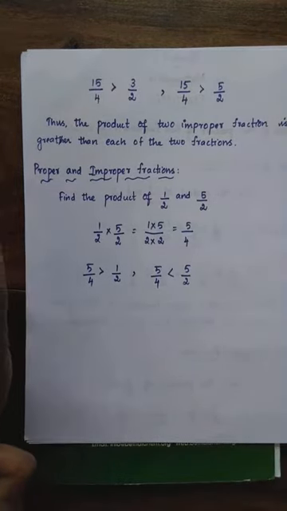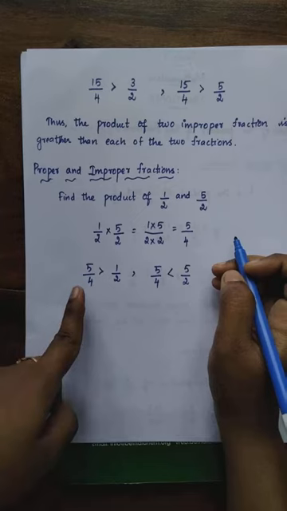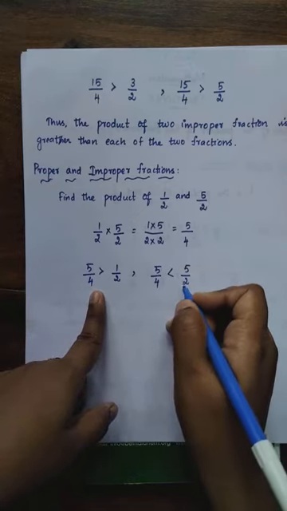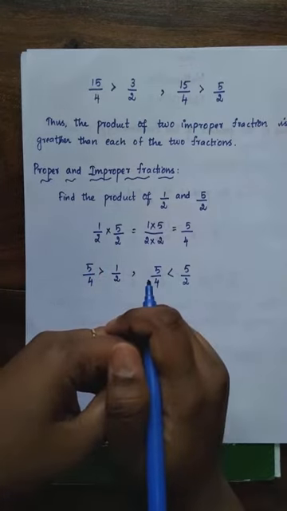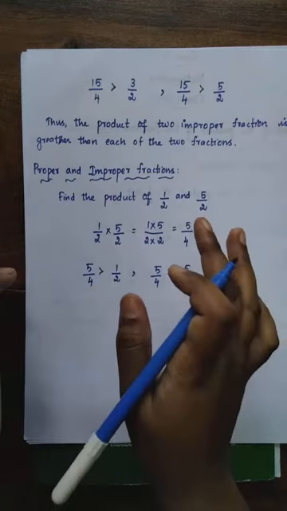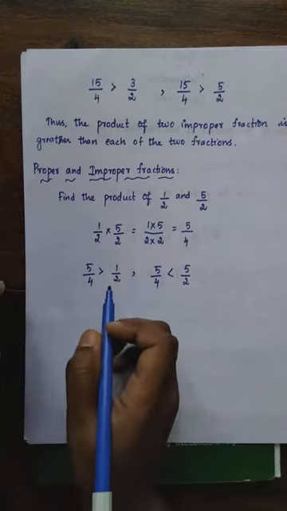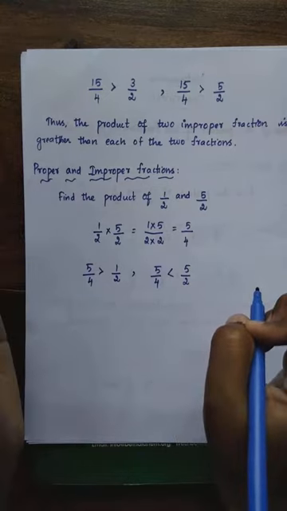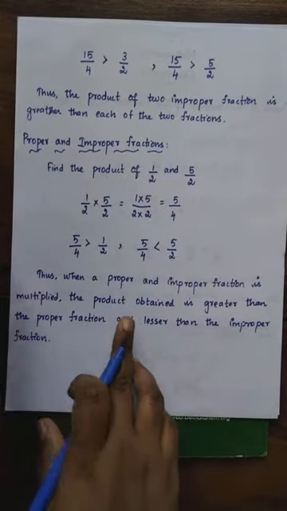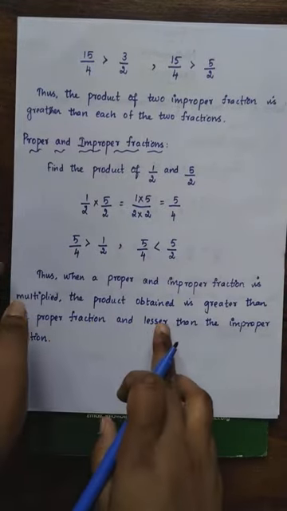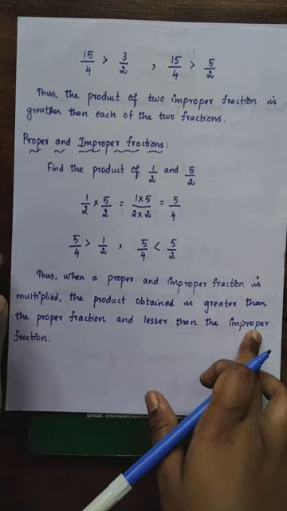So from this we can see when a proper fraction and an improper fraction are multiplied, the product obtained is greater than the proper fraction and lesser than the improper fraction. Do you all understand?